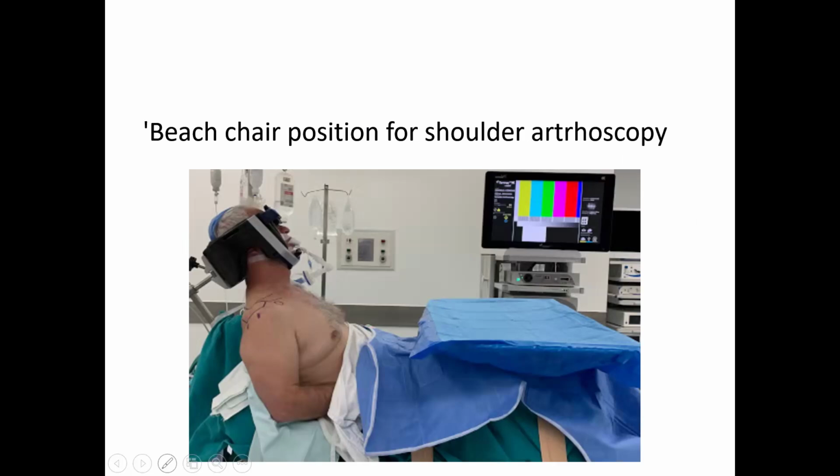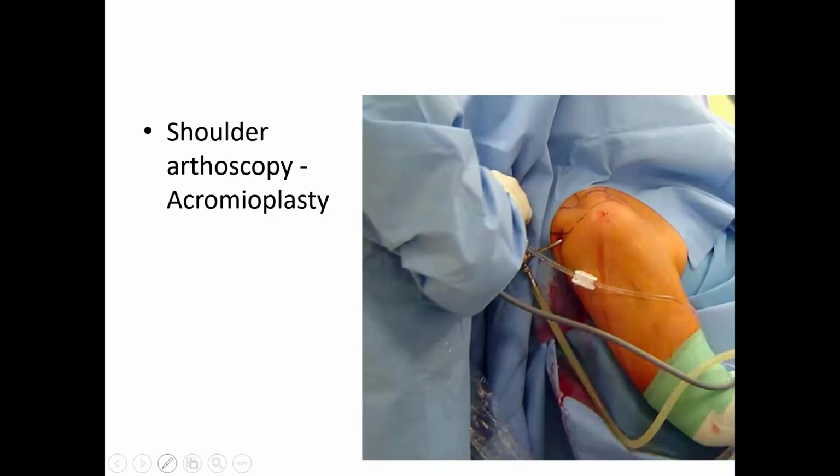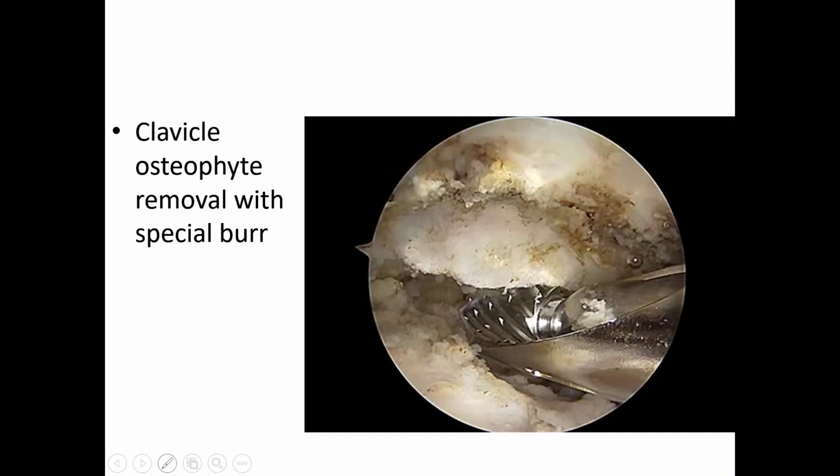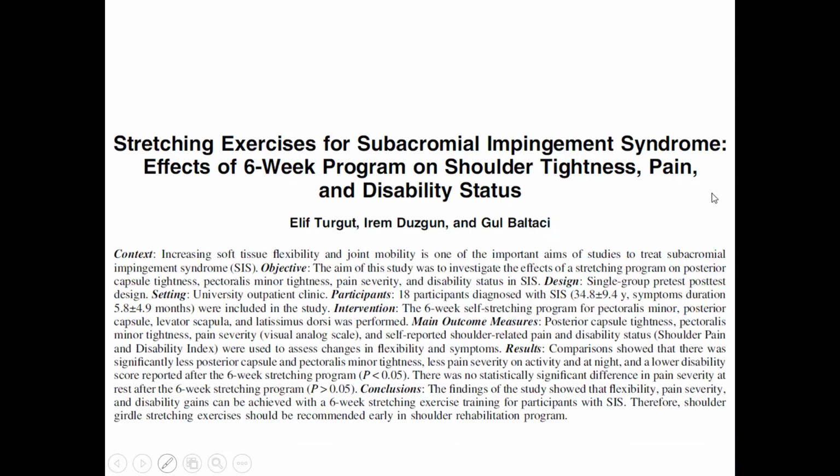So that is the beach chair position used for shoulder arthroscopy. That is the procedure for shoulder arthroscopic acromioplasty. That is the osteophyte removal with that special burr. It is the removal of the extra or abnormal acromion.